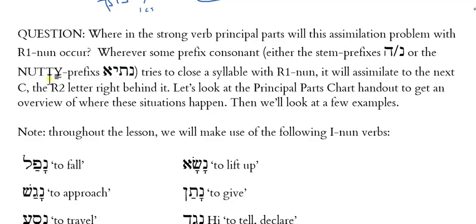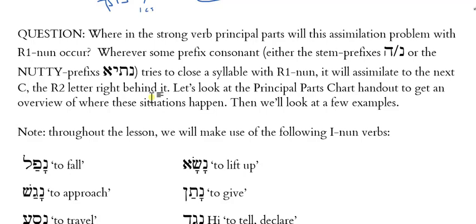Remember, the nutty prefixes are the prefixes that go with the imperfect, the vayiktals, the cohortatives, the jussives: the noon, tav, yod, aleph prefixes that mark person, gender, number. When we have prefixing of either sort, stem prefixes or nutty prefixes, when those try to close a syllable with the root 1 noon, we're going to have a problem of assimilation next to the following consonant, that second root letter, which is right behind the root 1 noon.